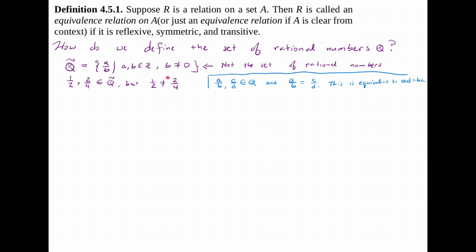And we see it right here. 1/2 is equal to 2/4 in the rational numbers. And if we cross multiply, we have 1 times 4, 4, 2 times 2, 4, and we have that equality. And so that's what we want to focus on. We are going to construct an equivalence relation on Q tilde. And so here it is.